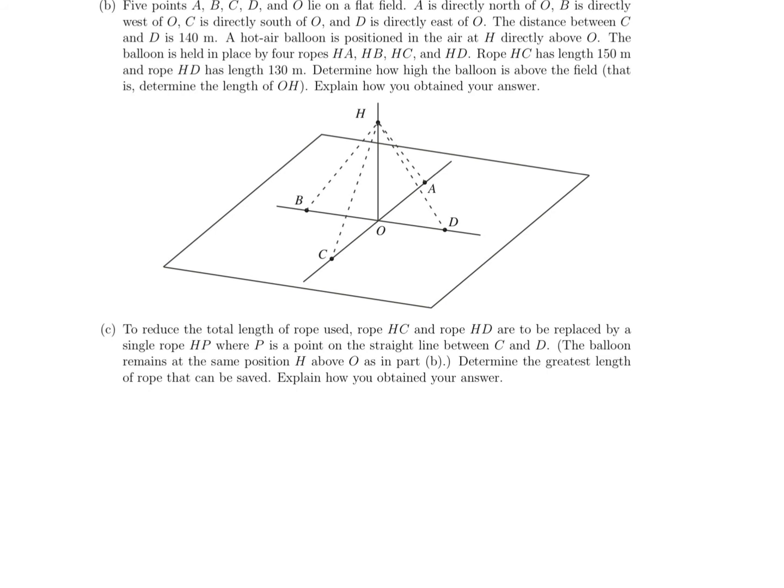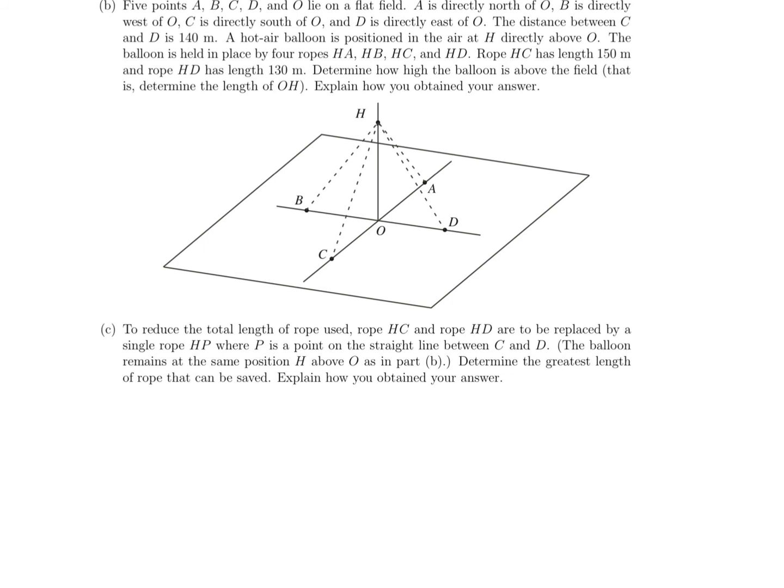Five points, A, B, C, D, and O lie on a flat field. A is directly north of O, B is directly west of O, C is directly south of O, and D is directly east of O. The distance between C and D is 140. A hot air balloon is positioned at H, directly above O.